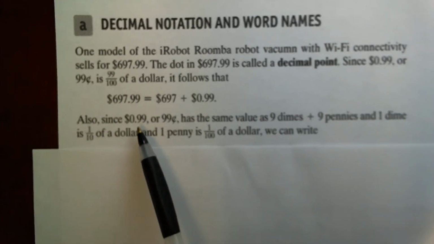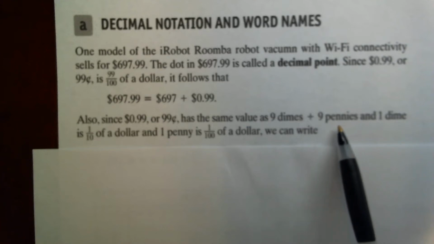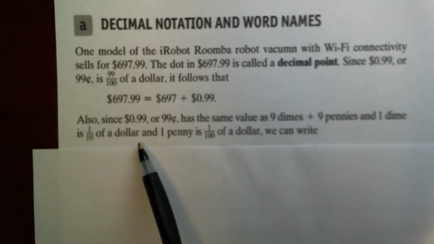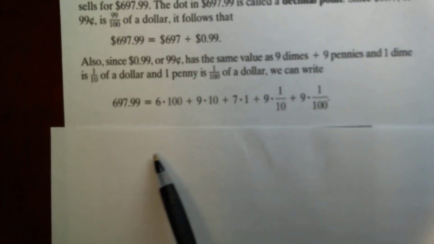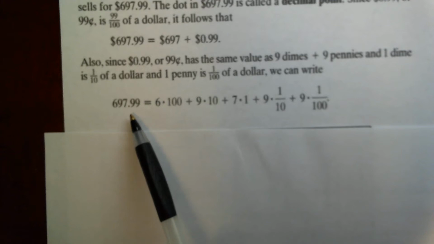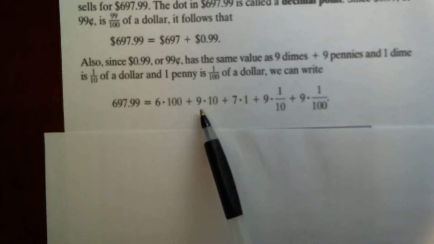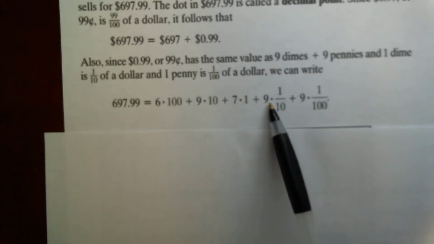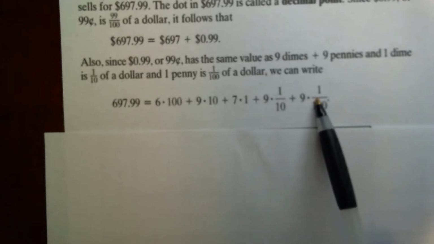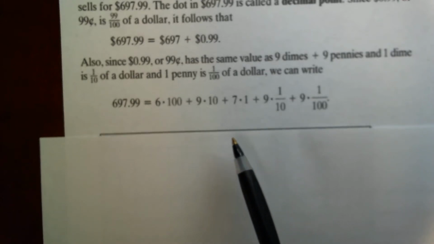Also, since $0.99, or 99 cents, has the same value as 9 dimes and 9 pennies, and 1 dime is a tenth of a dollar, and 1 penny is a hundredth of a dollar, we can write it in expanded notation. 697.99 is 6 times 100, that's 600, plus 9 times 10 for the tens, plus 7 times 1 for the ones, plus 9 times 1/10, plus 9 times 1/100. So that's an expanded notation.